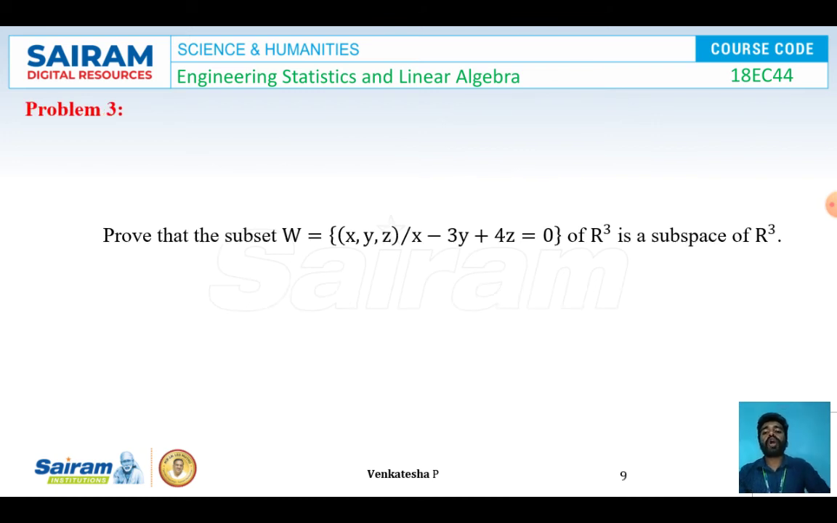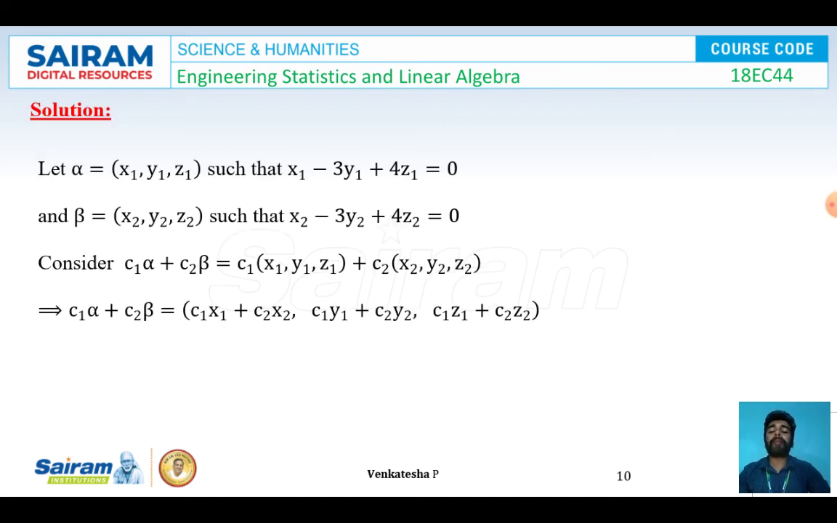Problem number 3. Prove that the subset W = {(x, y, z) : x − 3y + 4z = 0} of R3 is a subspace of R3. So to prove this, I am taking again two vectors. Alpha is equal to (x1, y1, z1) such that x1 − 3y1 + 4z1 = 0, and beta is equal to (x2, y2, z2) such that x2 − 3y2 + 4z2 = 0.